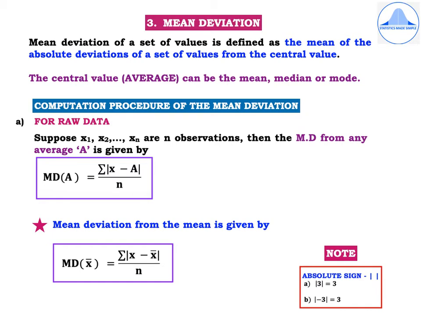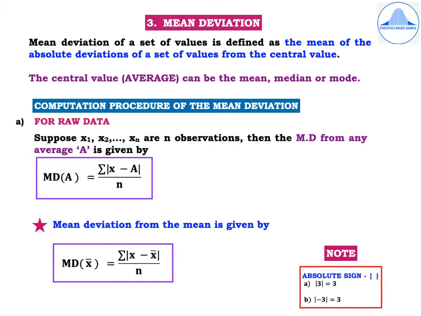And be careful that whenever you write the formulae for mean deviation, don't use round brackets. The formula will be marked wrong. It is two straight lines, so it is also called the absolute sign, or the modulus sign. So let's start with the computation procedure of the mean deviation.